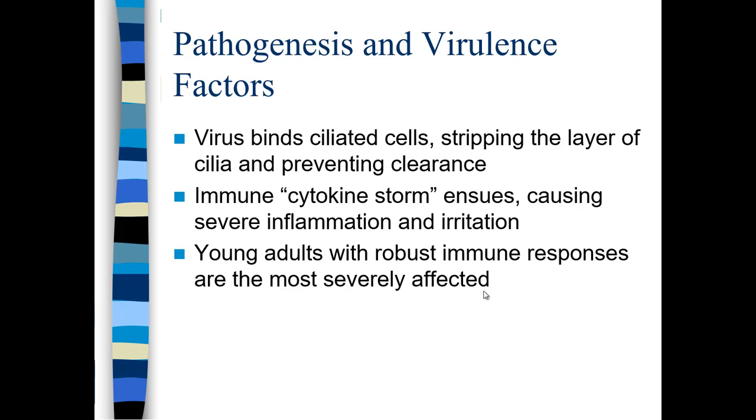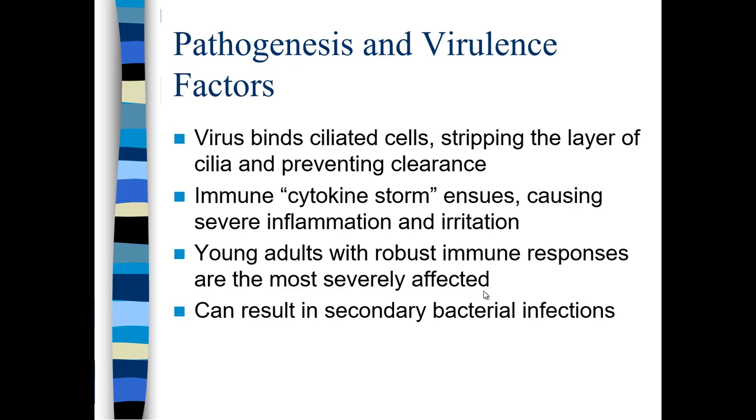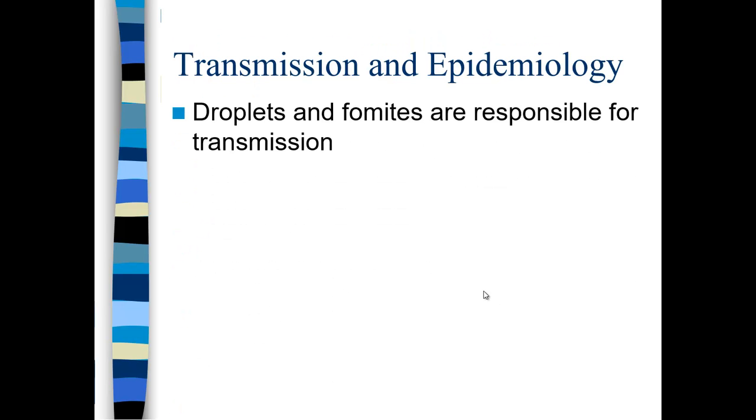And it turns out that young adults with really robust immune responses have the most severe symptoms, because they're fighting off the symptoms that are so associated with the immune system, that when the symptoms occur, you get this much more severe type of flu. Okay. It also can result in secondary bacterial infections. In terms of transmission, droplets and fomites.